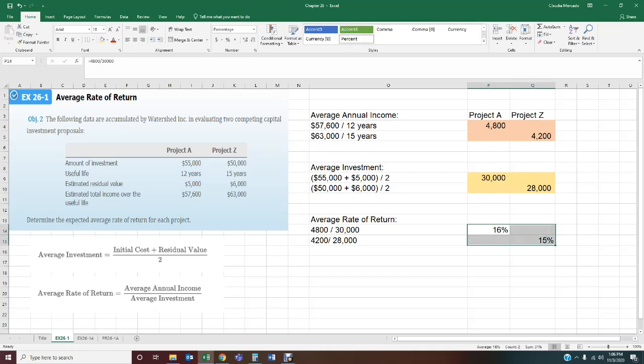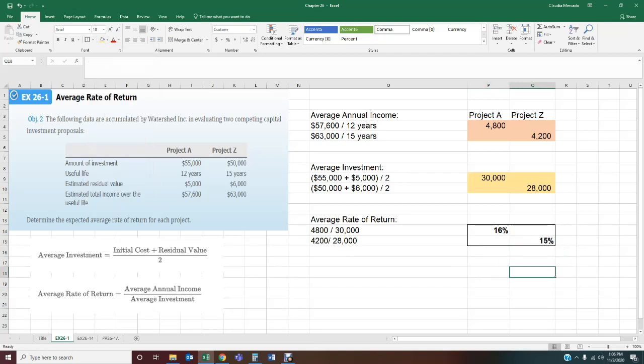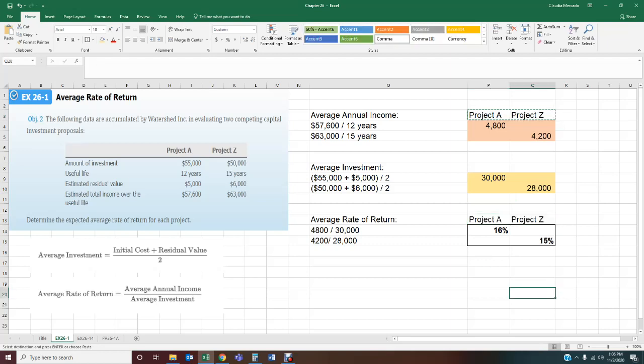This is a solution. This is what they're asking us to solve. So let me just copy this right down here, that way we know. So for project A, my average rate of return is 16%. For project C, it is 15%. Okay, so that is what the requirement stated for us to do, to determine the expected average rate of return for each of the projects.